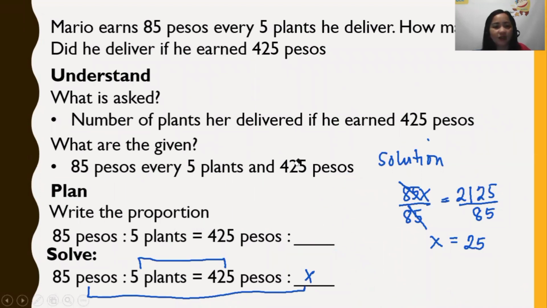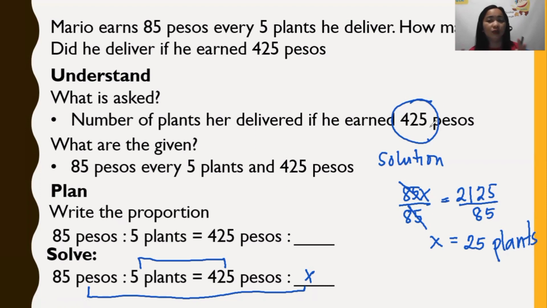So therefore, Mario will deliver 25 plants to earn 425 pesos. So, ibig sabihin, kailangan niya ng mas maraming plants na mai-deliver para maka-earn siya ng 425 pesos. So, that is an example of direct proportion.